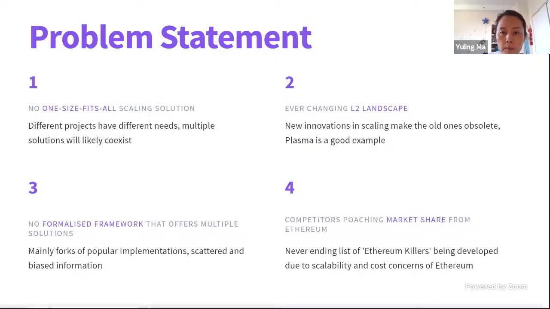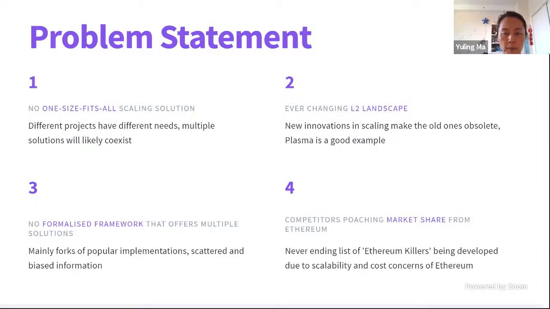And then a new innovation in scaling makes the old one obsolete. Just take Matic's scaling solution, for instance. Originally, Plasma was implemented for our scaling solution, but then not long after we realized that this 7-day challenge period, when a user wants to exit the sidechain, poses an issue to a lot of the DeFi projects, right?